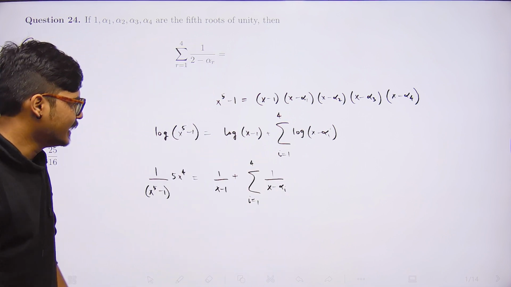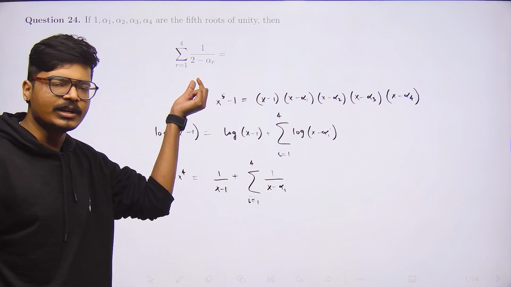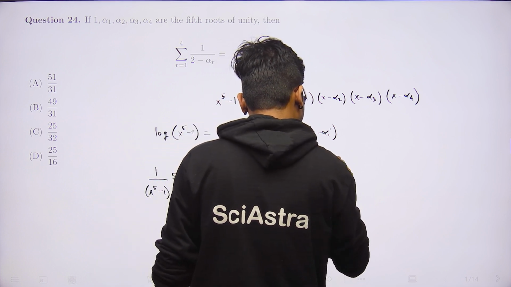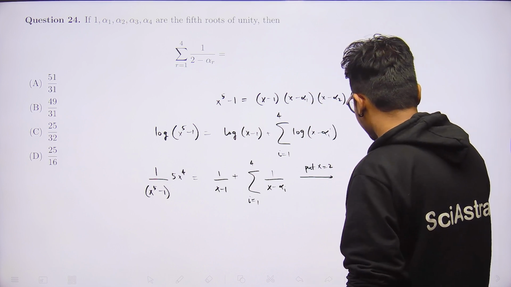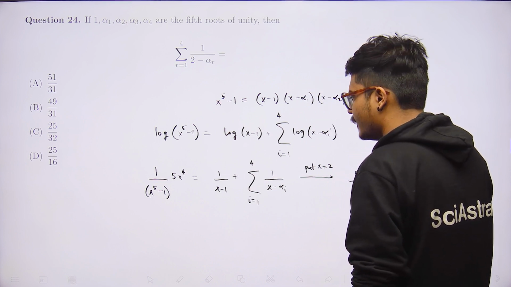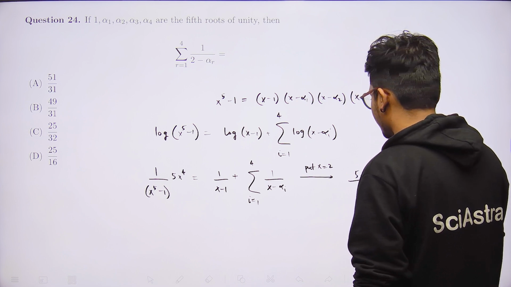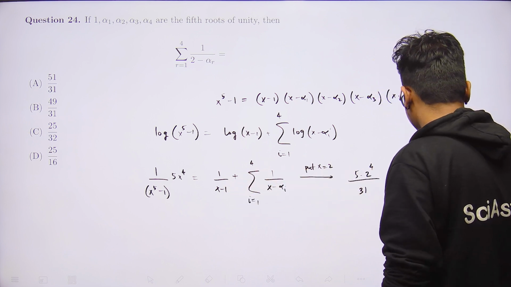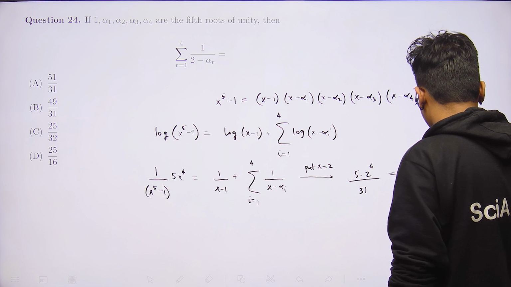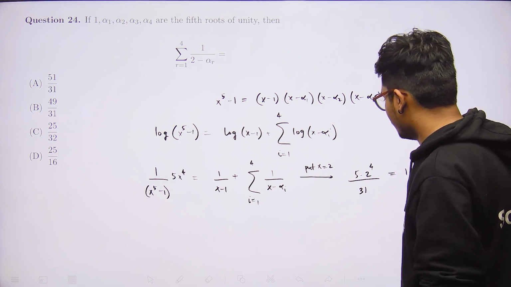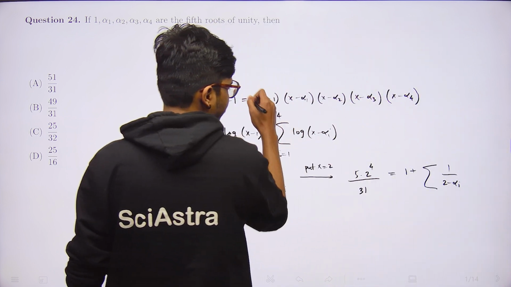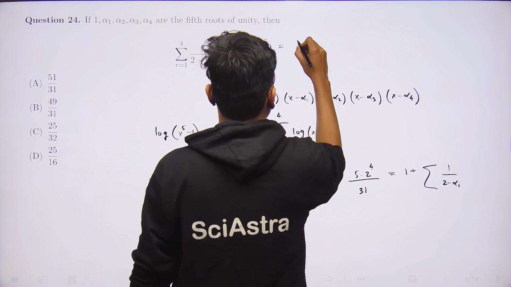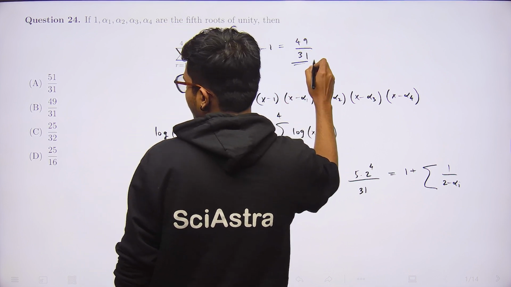Now the value you're looking for is this, except x is replaced by 2, right? So how do you do it? You just replace x with 2, right? So here, if I put x equal to 2, what will I get? What comes on the left hand side? 5 into 2 to the power 4 divided by 2 to the power 5 minus 1, so that's 80 by 31. This should be equal to, this becomes 1, right? 1 by 1 plus the summation 1 by 2 minus alpha I, okay? So basically this value that you're looking for is going to be 80 by 31 minus 1, right? So that should give you 49 divided by 31, which is option B.